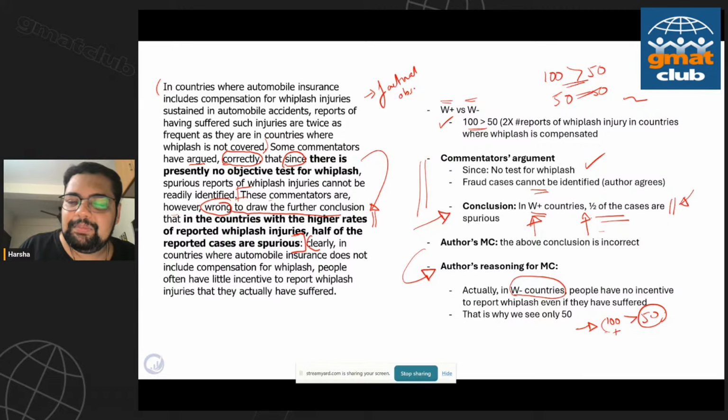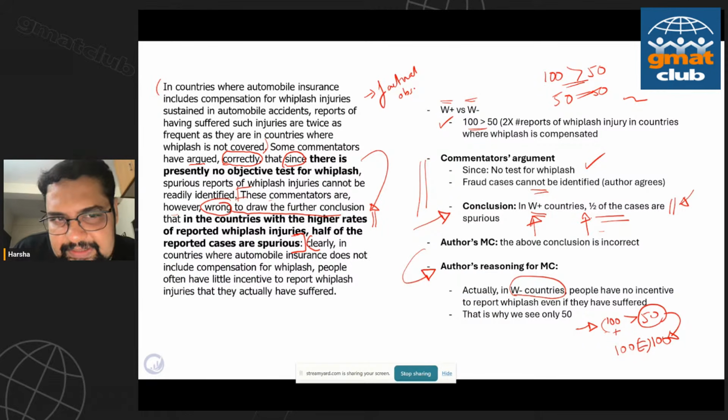So if people in these countries who are suffering whiplash injuries started reporting properly, and stopped underreporting, then you would actually achieve parity. Then you would actually see 100. So the difference is because of some other reason. Everybody with me on this? It's a slightly complex argument, I think. And the choices also have a certain complexity aspect to it. But very quick show of hands, is every aspect of the argument clear to you? Especially, I want you to notice how the commentator's conclusion was kind of sneakily kept within the author's conclusion.